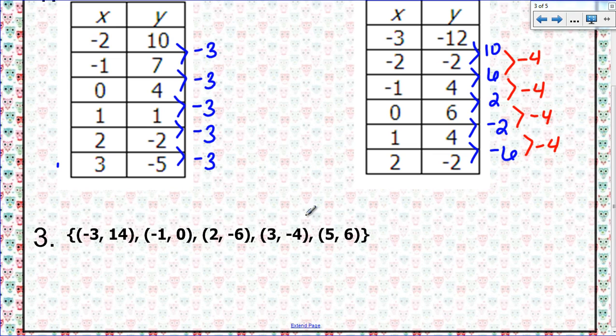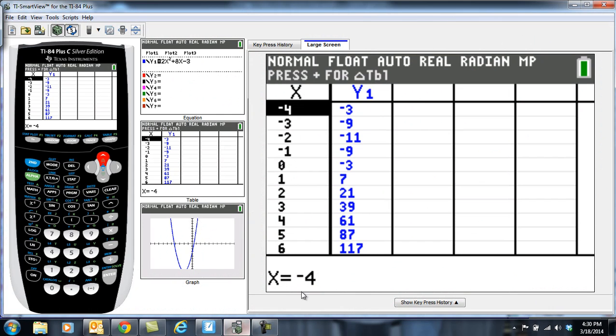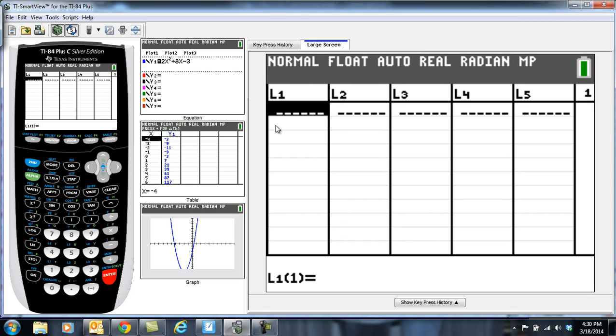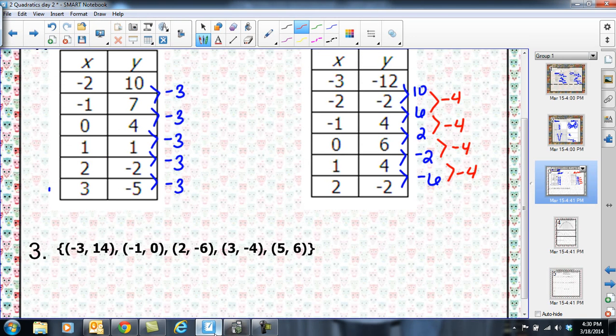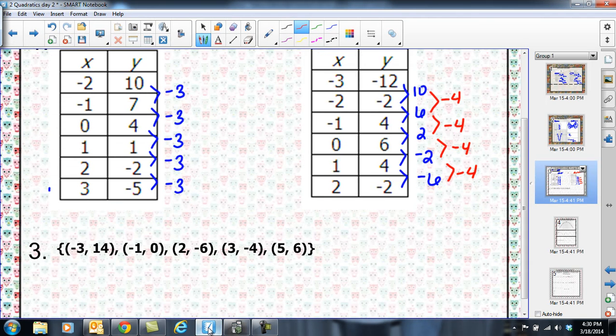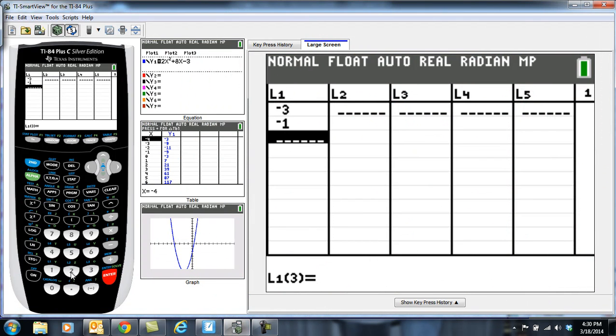We're going to do x values in list 1 and y values in list 2, which we have done before. So we're going to take our calculator, go to Stat and Edit, and in list 1 we're going to put all our x values. So I'm going to do negative 3, negative 1, 2, 3, 5. So there are my x values.